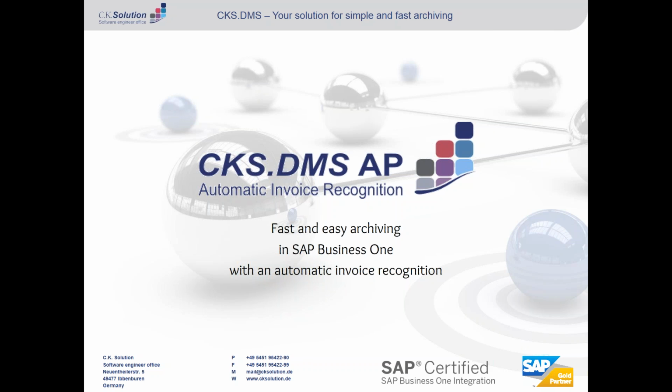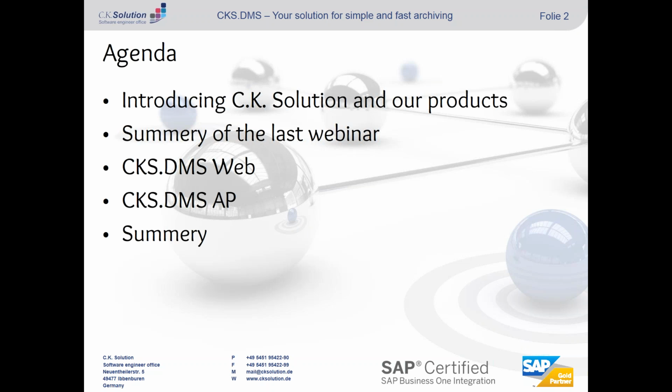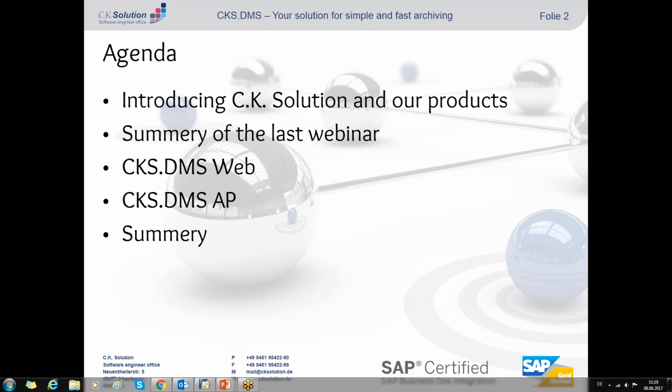So let's see the points that we have for today. The first one is a small introduction of CK Solution and our products. I will give a short summary of the last webinar, because to understand what CKS DMS AP for the automatic invoice recognition can do, you have to know CKS DMS itself. Then I show you another additional module, the CKS Web, in a really short way. And at last, the main point is CKS DMS AP for the automatic invoice recognition. So let's start.